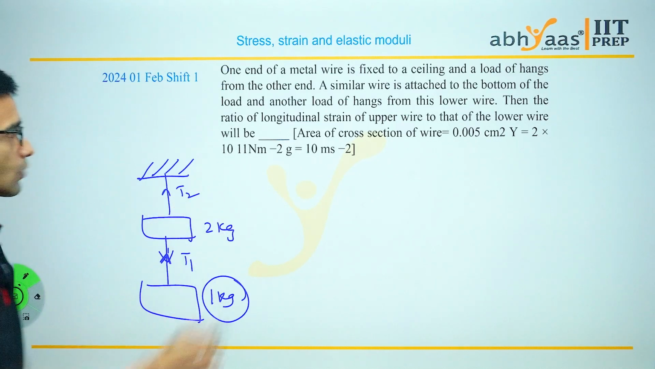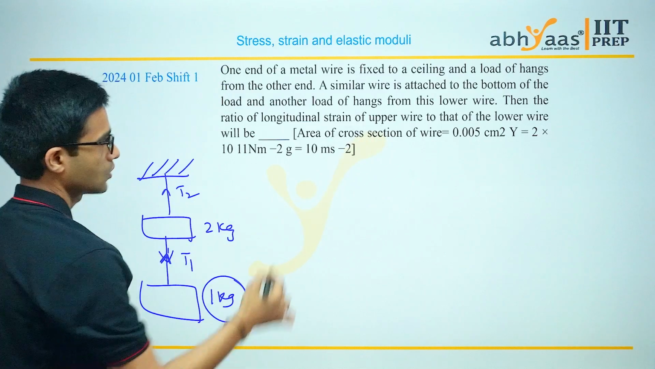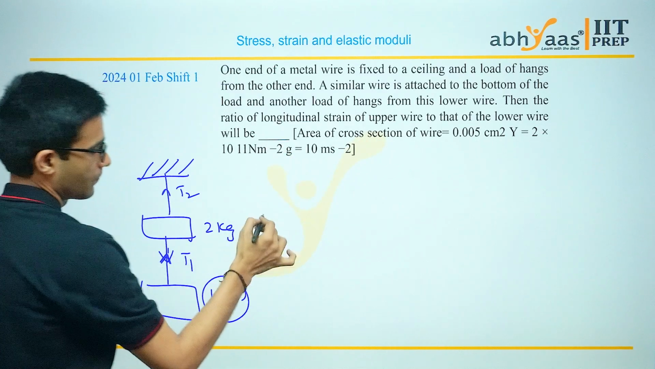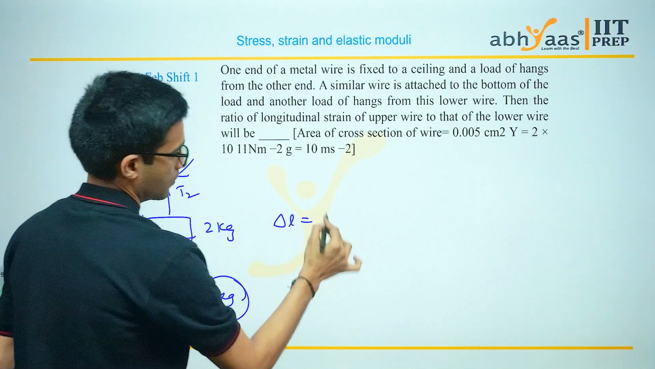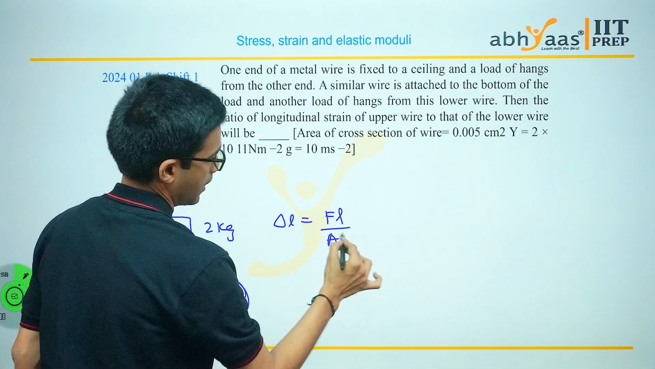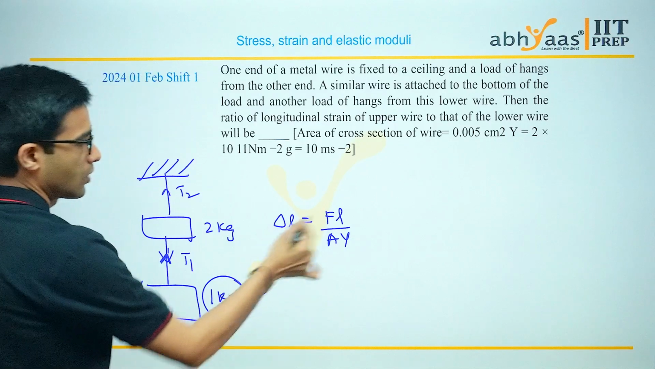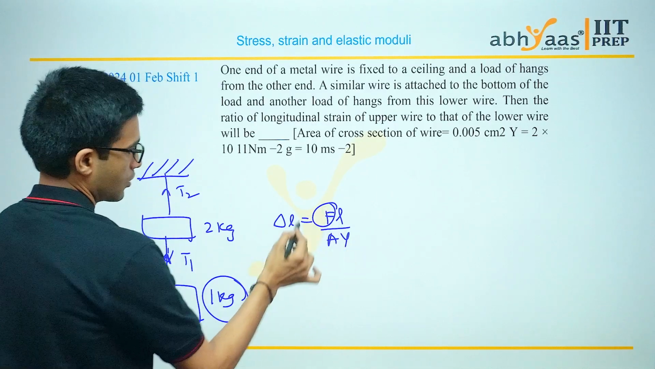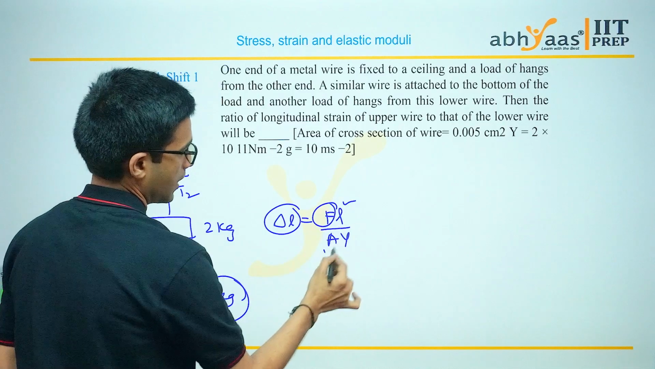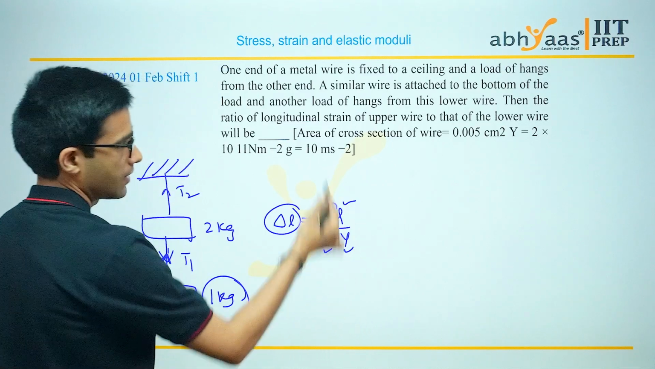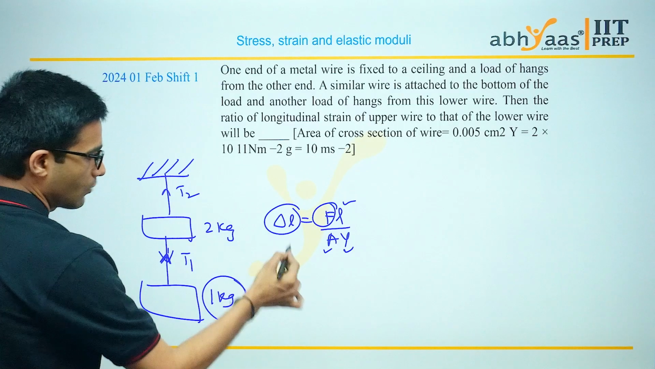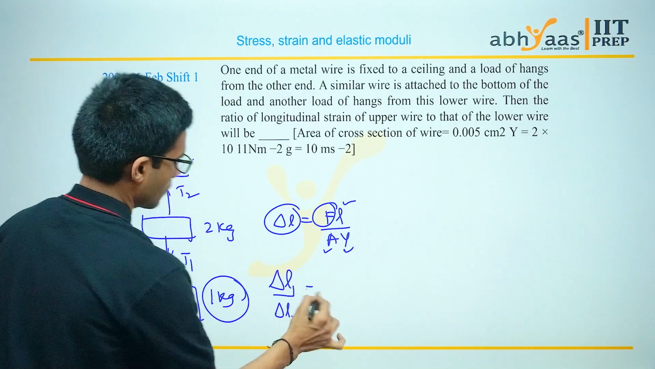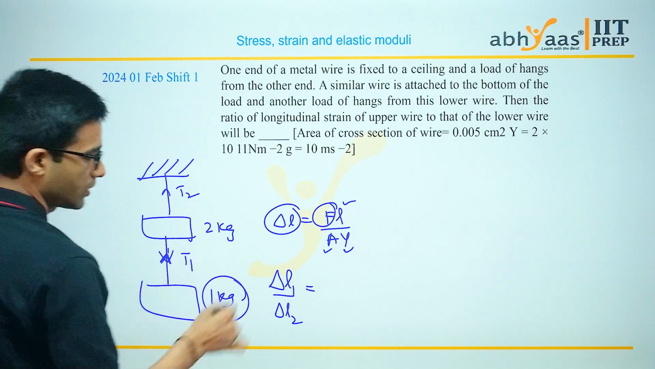So what is it asking? The ratio of the things. How will you get the ratio? The ratio will be based on delta L equal to FL by AY, that is, Y equal to FL by A delta L. Here length is same, area same, material same, so Y is same only. Then delta L is proportional to F. So the ratio will be delta L1 by delta L2 is equal to, where L1 we are considering one thing only.